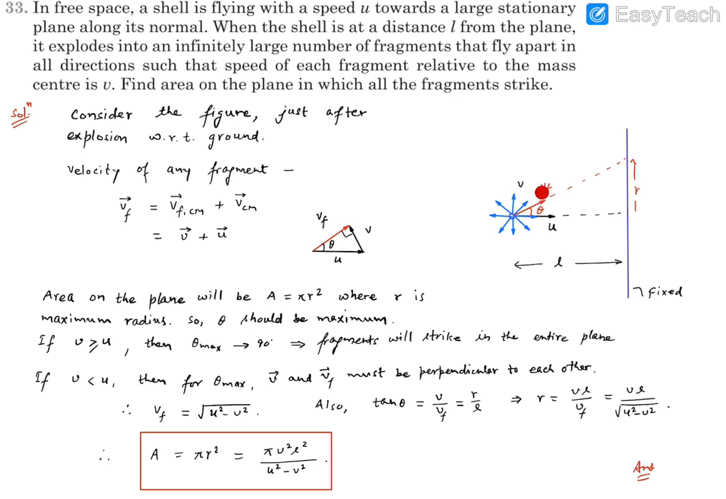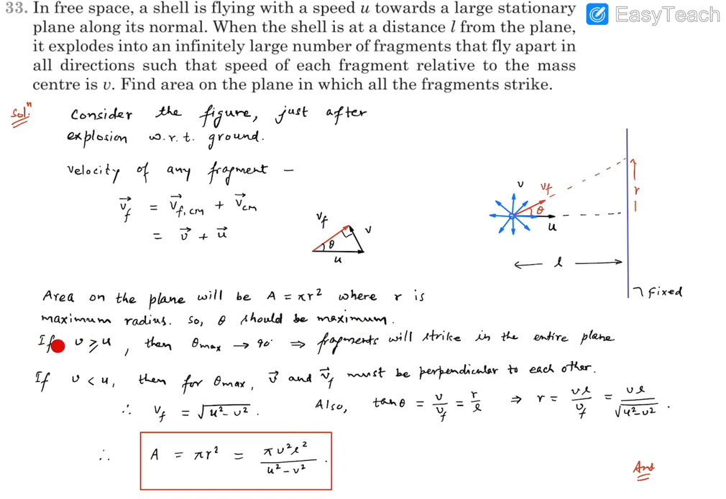Now we want this vf to be such that this theta is max, because when theta is max, we can find out up to which point the fragments are going to hit this wall or plane. In this plane, you'll find these fragments are going to hit in a circular fashion. So there is going to be a kind of disk formation, and that disk area we need to find out. If this is the radius r, the area is going to be pi r square, right? And we need to find this theta max. I further wrote that the area on the plane will be pi r square, where r is the maximum radius. So theta should be maximum.